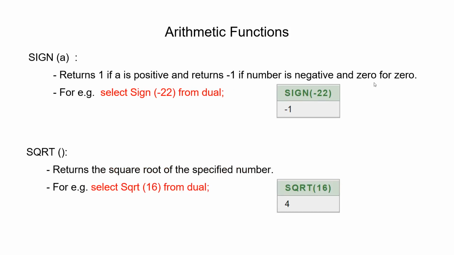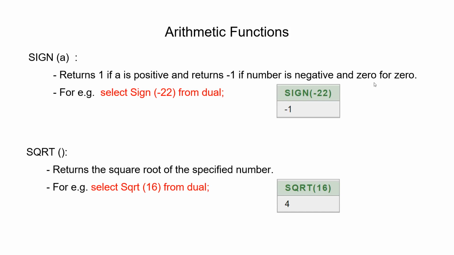Then the next is sign. Sign means it will just check whether the number is positive or negative, and according to that, it will return. So it returns 1 if the number specified is positive. It returns -1 if the number is negative. And it returns 0 if the input given is 0. So select sign -22 from 12. Now -22 means the number is negative. So it returns -1.